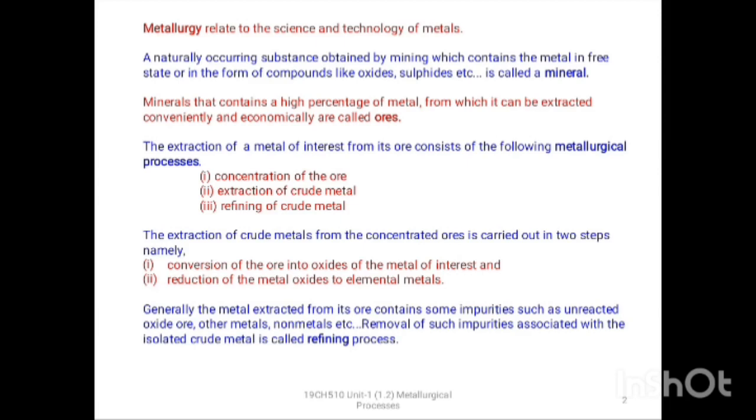Metallurgy relates to the science and technology of metals. From the available sources, we can extract the pure metal. The processes involved in the extraction of metals are called metallurgy. A naturally occurring substance obtained by mining, which contains the metal in free state or in the form of compounds like oxides or sulfides, is called a mineral.